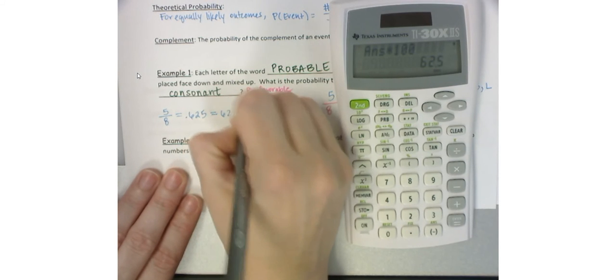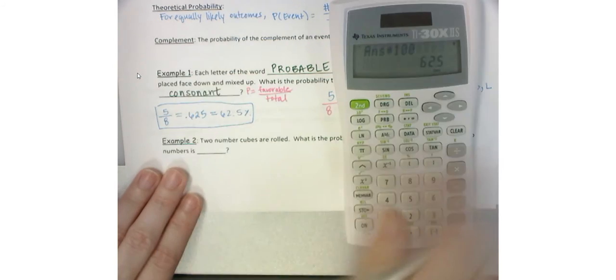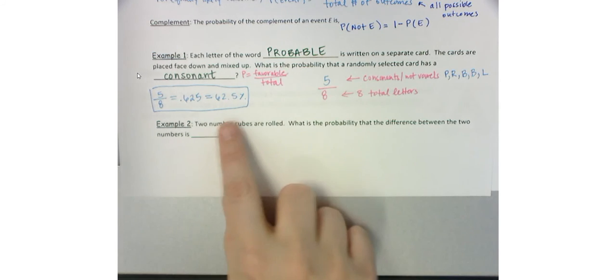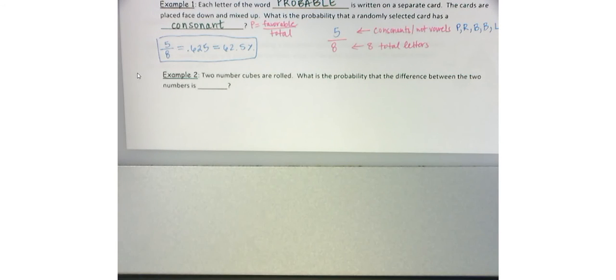All right, for example 2, 2 number cubes are rolled. So again, that would be a pair of dice. What is the probability that the difference between the 2 numbers is 4? So first, let's think about what all of the possible outcomes are, okay? So if you're rolling a pair of dice, I'm gonna just write this out for you first.